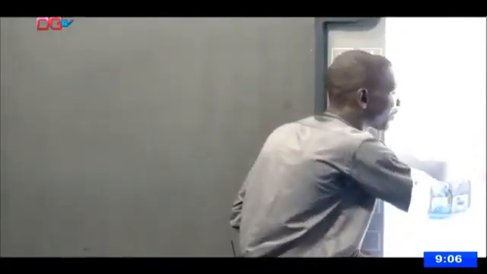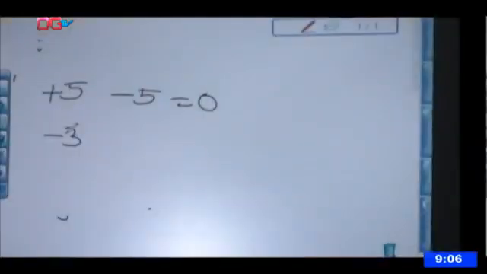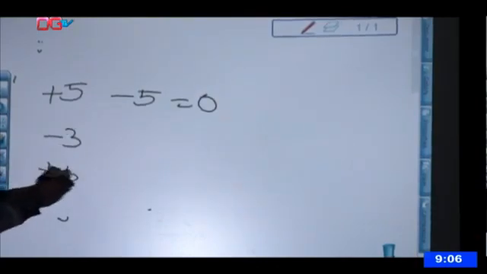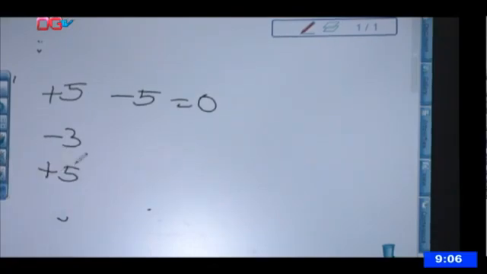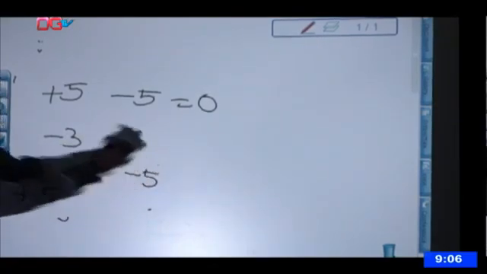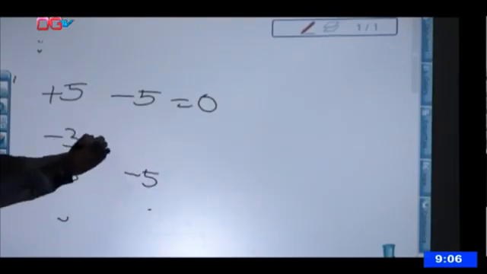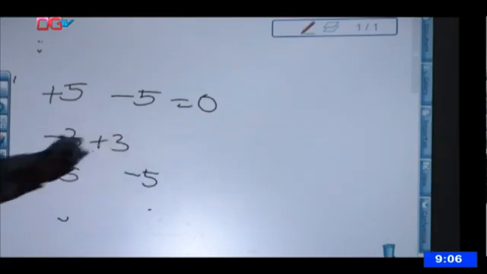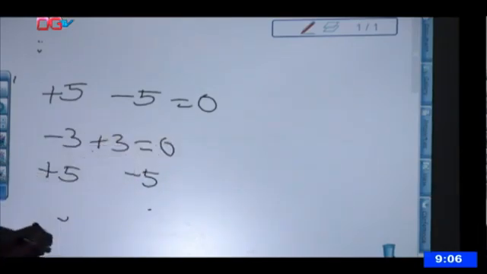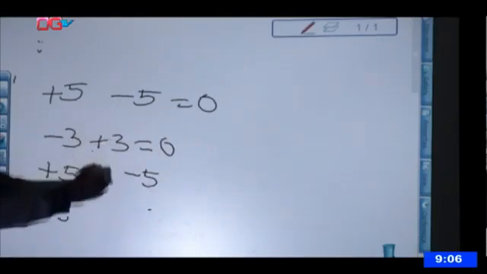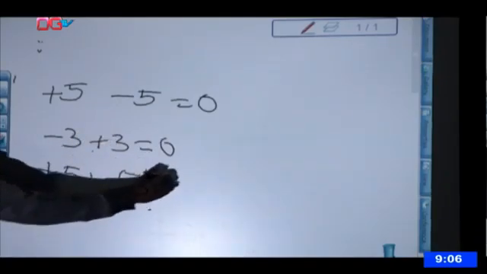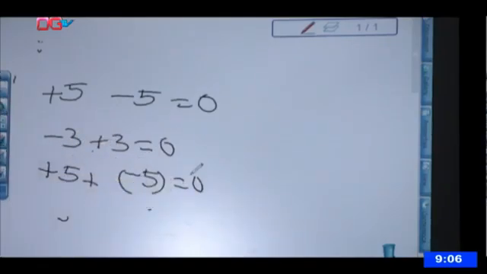Once you have minus 3, don't stress yourself. The additive inverse will be what? Plus 3. When you have plus 5, the additive inverse will be what? Minus 5. Such that when you add, you get 0. And this too, when you add, you get 0. As simple as that.